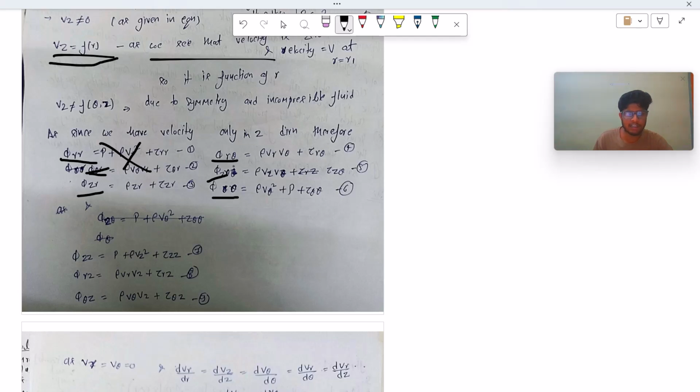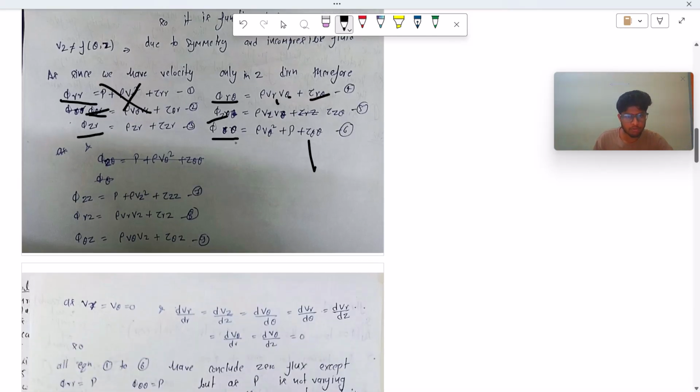When we come to phi r theta, the theta momentum in the r direction, we can see that Vr is 0, V theta is 0, and tau r theta is equal to minus mu dVr by d theta. So it is also 0, as Vr is 0, V theta is 0, and dVr by d theta is also 0 as there is no velocity component in the r direction. Therefore, for all six of these components the net momentum is 0.